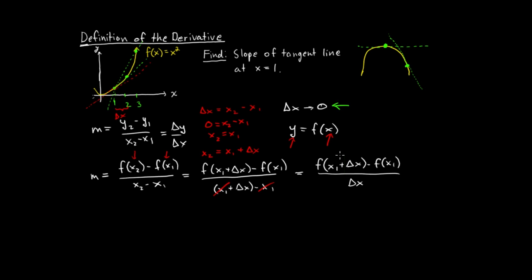Now this is where the limit definition should be obvious, but if it's not, don't worry, let's write it out. The limit as delta x approaches 0, that means the limit as the space between the 2 points decreases, of our slope, f of x plus delta x minus f of x all over delta x. And that right here is the limit definition of the derivative.